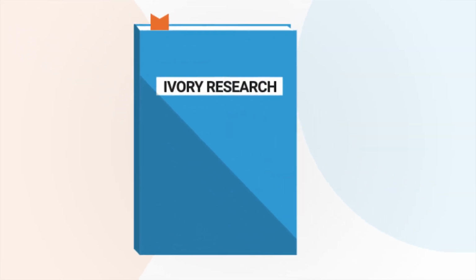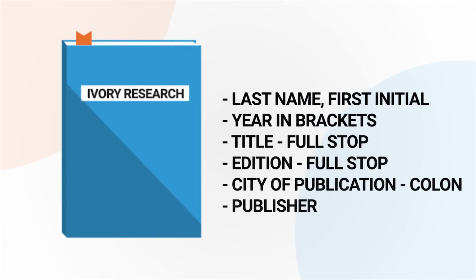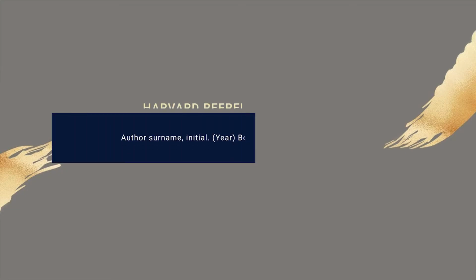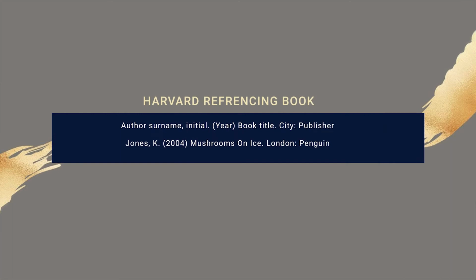Well, it goes a little like this. For a book, it goes like: last name, first initial, year in brackets, title, full stop, edition, full stop, city of publication, colon, publisher. It really is as simple as that. For the other variations of referencing for multiple authors and journals, please pause the video now and make sure you take note of them. For an internet source, it's slightly different.